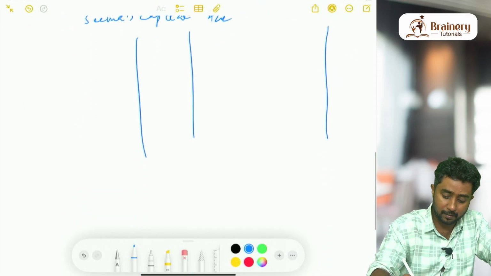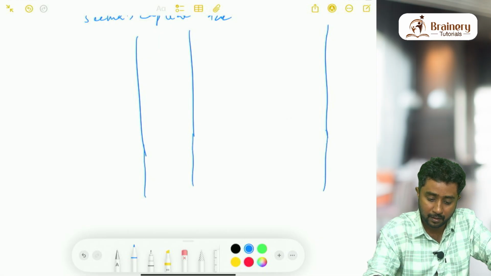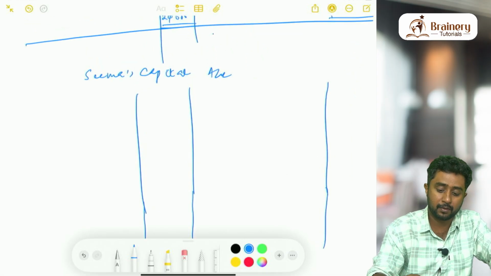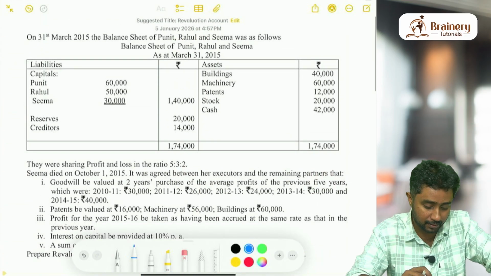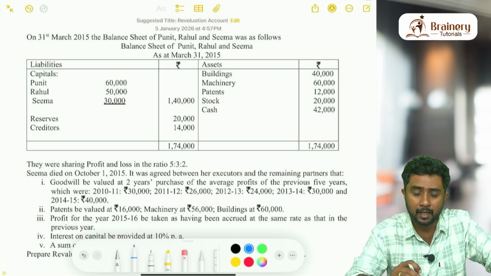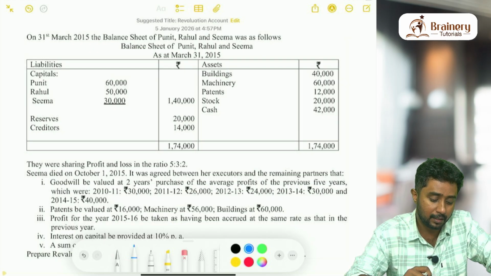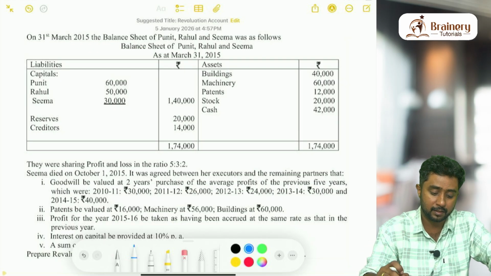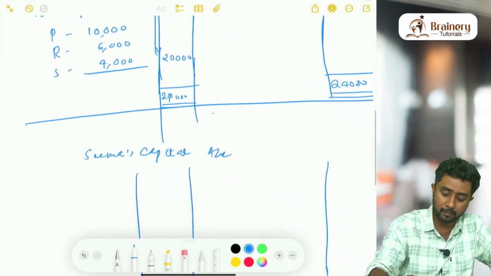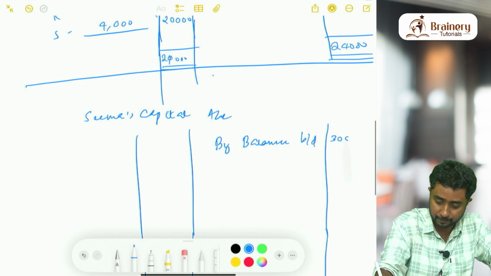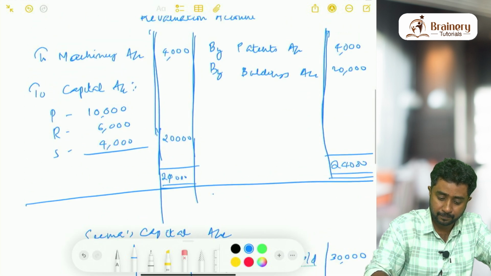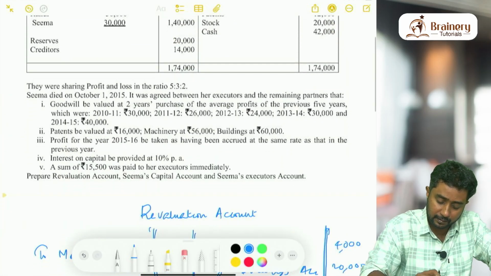Again, as I mentioned earlier, we are not going to discuss the entire format of the capital account. Only one capital account, Seema's, we are going to prepare. We will start with the opening balance, which is already given in the question. In the given balance sheet, you can see Seema's capital account is giving a balance of 30,000. So we will record it as opening balance brought down, 30,000.